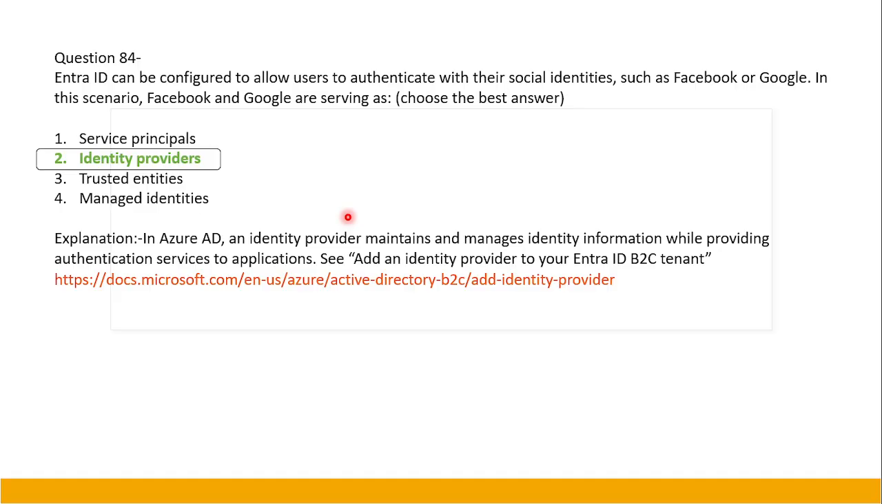Question 84. Entra ID can be configured to allow users to authenticate with their social identities such as Facebook and Google. In this scenario, Facebook and Google are serving as what? The correct option is identity providers, because the identity providers maintain and manage the identity information while providing authentication services to applications.